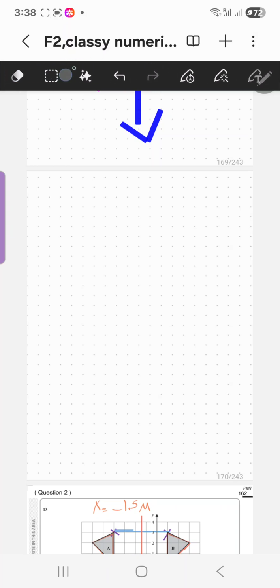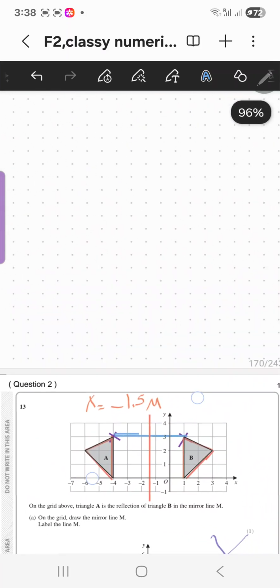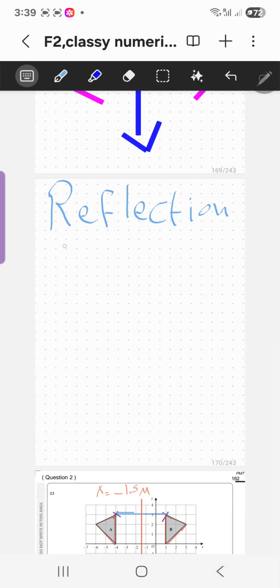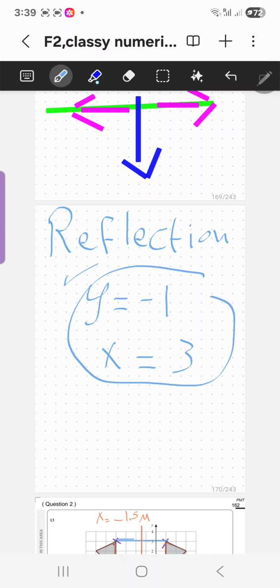The last part is reflection. As for reflection, it has been reflected, okay? Like this question, this is a reflection question, and it's like a mirror, and it also has only two parts. The first one is reflected, and the second one is reflected on which line? On the x-axis, on the y-axis, on y equals -1, on x equals 3. What is the reflection line? So the second thing in the reflection is the reflection line. And let's see the questions in the past papers.